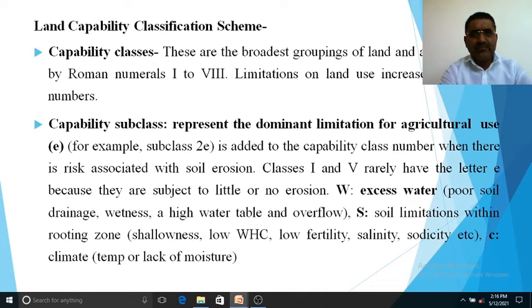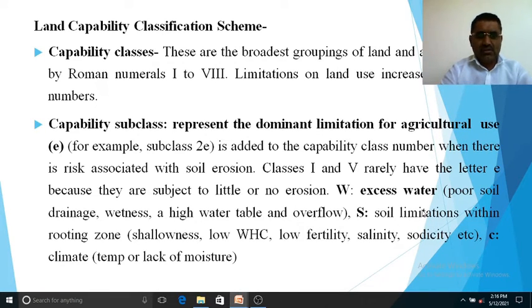W is there, excess water, poor soil drainage, wetness, high water table and overflow. If S is there, soil limitations within the rooting zone: shallowness, low water holding capacity, low fertility, salinity, sodicity, etc. And if C is there, the climate or temperature or lack of moisture. Whatever these letters are there, that indicates their characteristics or properties: E, W, S and C.